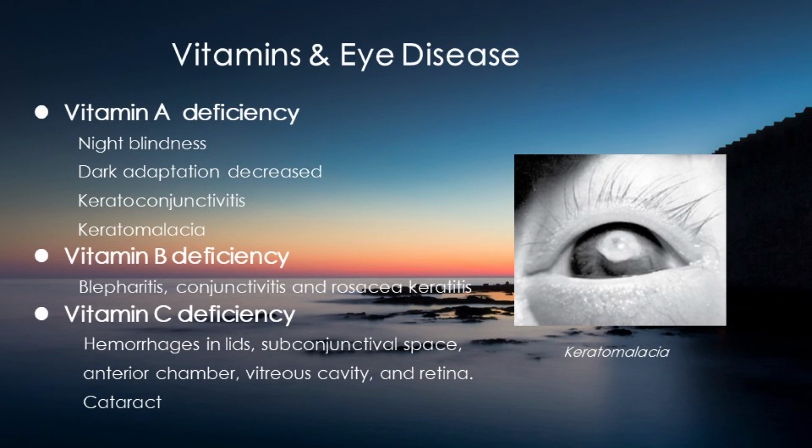Night blindness and poor dark adaptation are the earliest signs of vitamin A deficiency. After several weeks, keratoconjunctivitis begins to appear, and keratomalacia develops in severe cases. The ocular manifestations of vitamin B deficiency are blepharitis, conjunctivitis, and rosacea keratitis. In the ocular manifestations of vitamin C deficiency, hemorrhages may develop in a variety of sites, such as eyelids, subconjunctival space, anterior chamber, vitreous cavity, and retina. Vitamin C deficiency patients are prone to cataract.